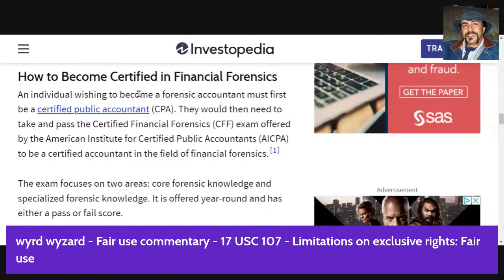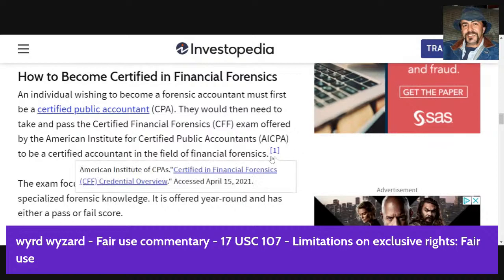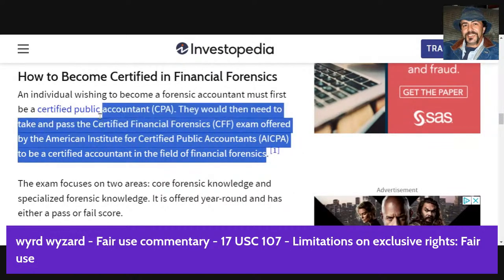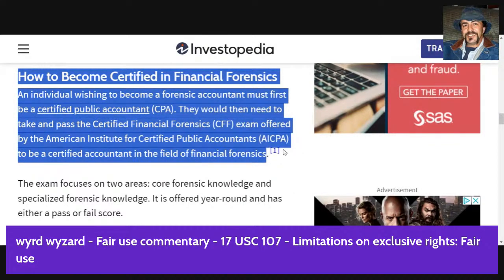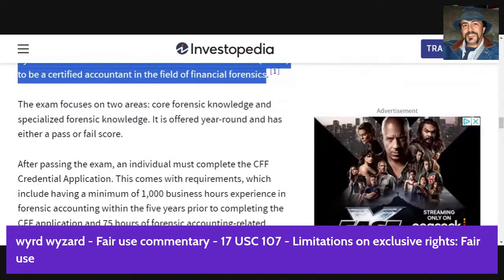An individual wishing to become a forensic accountant must first be a certified public accountant. They would then need to take and pass the Certified Financial Forensics exam offered by the American Institute for Certified Public Accountants to be certified accountant in the field of financial forensics. Interesting. How long does it take to be a certified public accountant? I think we're going to find out.